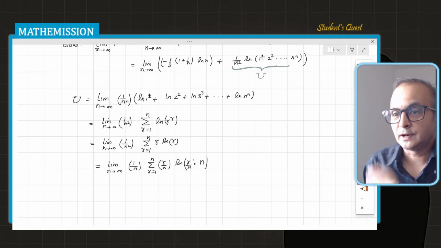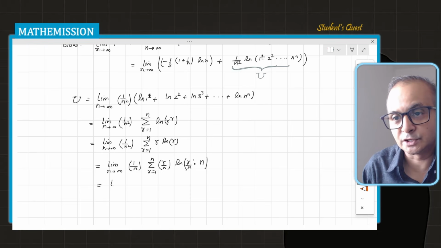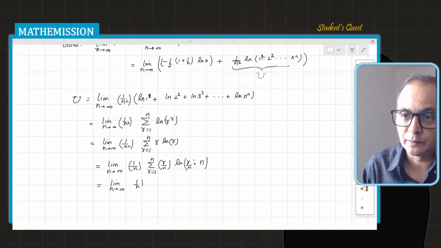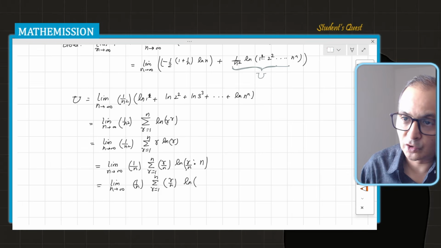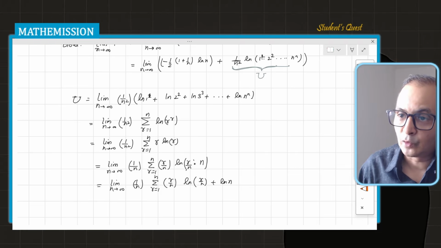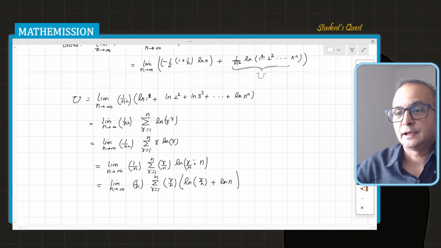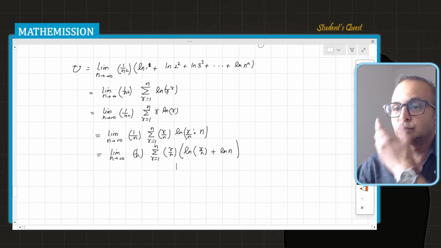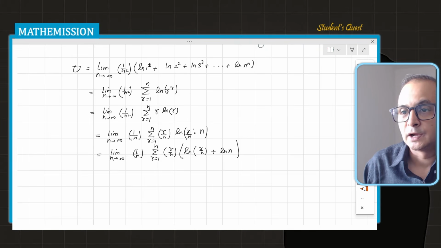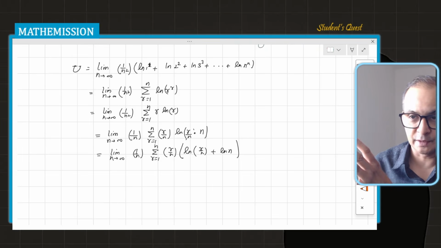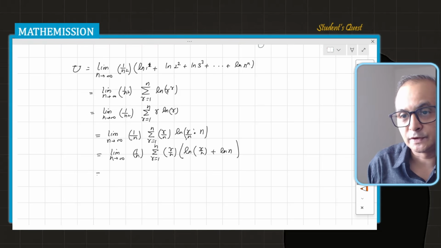So this way what will happen? This will happen into this situation. Limit n approaches infinity, 1 by n, summation r goes from 1 to n, r by n, and this I can write log of r by n plus log n with a big bracket. It means whatever we are going to do, I have to separate into two summations and two parts. How do we separate it?